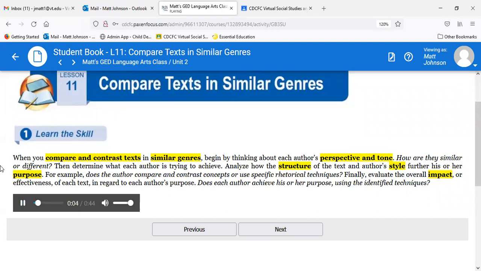When you compare and contrast texts in similar genres, begin by thinking about each author's perspective and tone. How are they similar or different? Then determine what each author is trying to achieve. Analyze how the structure of the text and author's style further his or her purpose. For example, does the author compare and contrast concepts or use specific rhetorical techniques? Finally, evaluate the overall impact or effectiveness of each text in regard to each author's purpose. Does each author achieve his or her purpose using the identified techniques?